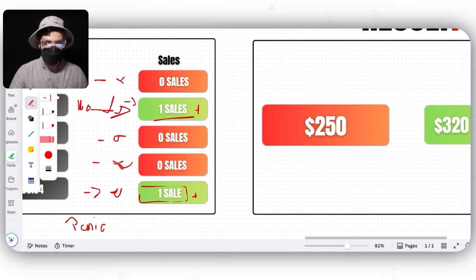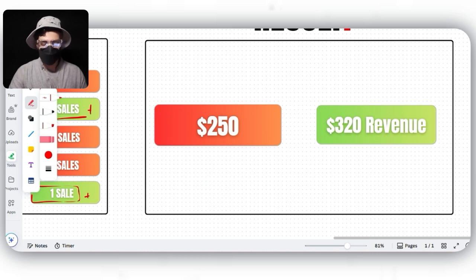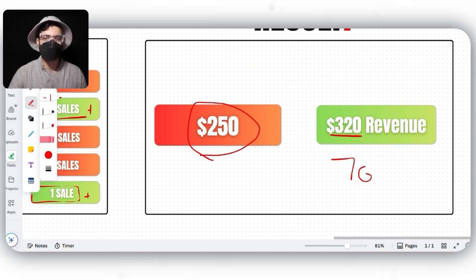Now next, for example, if you combine this, it's almost $248, $249. So right now we have spent $250, and on average we got 2 sales at $160 each, so it's going to be $320 in revenue. So right now we are at $70 profit. You guys can see we are at $70 profit.